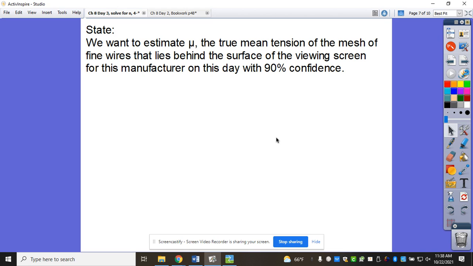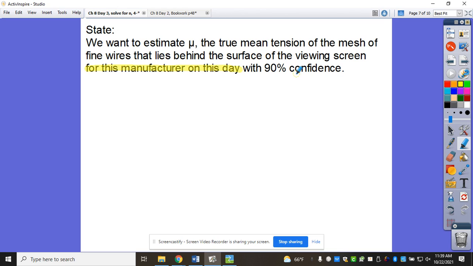So state you should be fine with, and if y'all are still finishing stuff up, I don't mind. Because I had state on the board for a little bit, we want to estimate mu, the true mean tension of the mesh, the fine wires that lies behind the surface of the viewing screen for this manufacturer on this day. I think the wording changes throughout in this problem a little bit, so your wording might not be exactly specific, but this part is the part that most people would leave out that is actually very important.